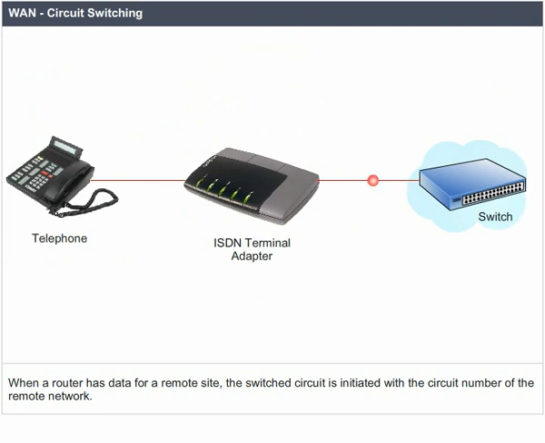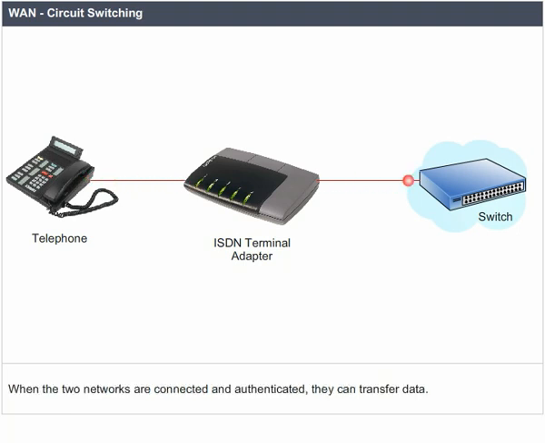When a router has data for a remote site, the switched circuit is initiated with the circuit number of the remote network. In the case of ISDN circuits, the device actually places a call to the telephone number of the remote ISDN circuit. When the two networks are connected and authenticated, they can transfer data. When the data transmission is complete, the call can be terminated.